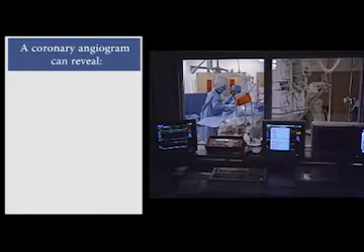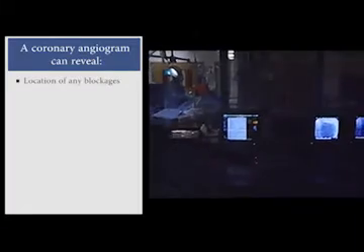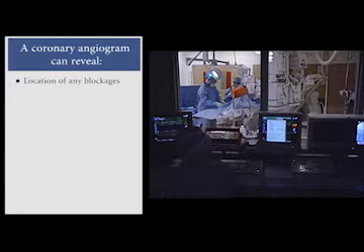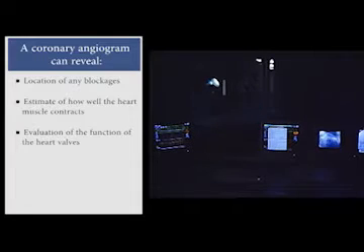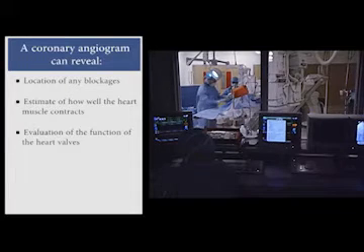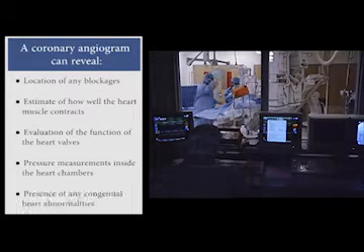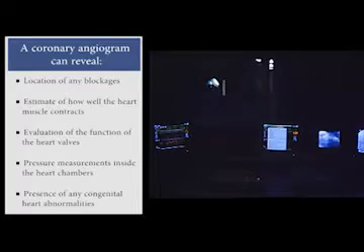The following information can be obtained by performing a coronary angiogram: the location of any blockages in coronary arteries or in grafts, an estimate of how well the heart muscle contracts, an evaluation of the function of the heart valves, pressure measurements inside the heart chambers, and the presence of any congenital heart abnormalities.